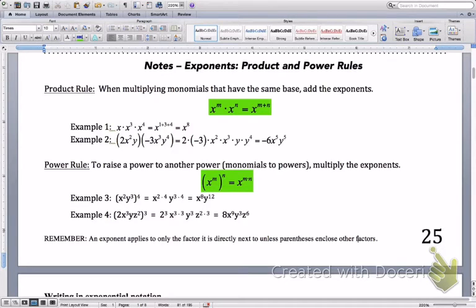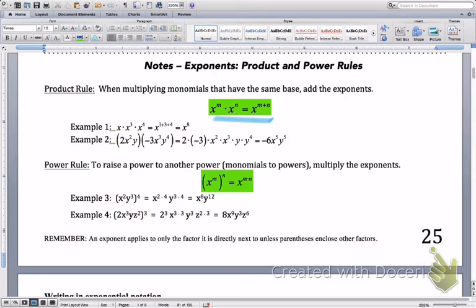Today's focus will be on two of the exponent rules, mainly the product rule and the power rule. After completing your first two pages of your packet, you should have pretty much seen these two rules in action. The product rule tells us that when you multiply monomials, meaning two individual x terms with a power, and they have the same base, meaning they both have the letter x or they both have the same number, you add the exponents. So we've seen this rule before. And all we do is just remember, add the exponents.